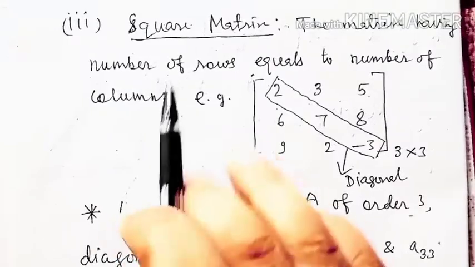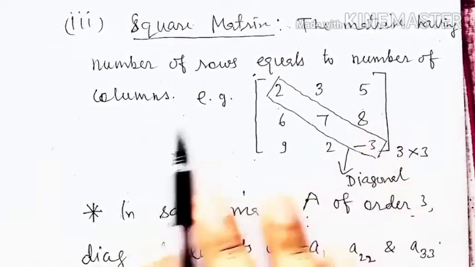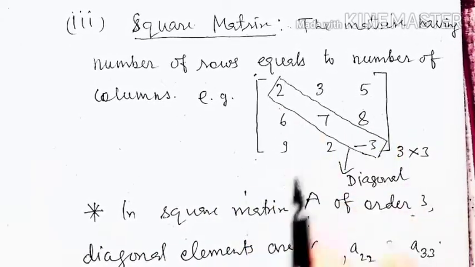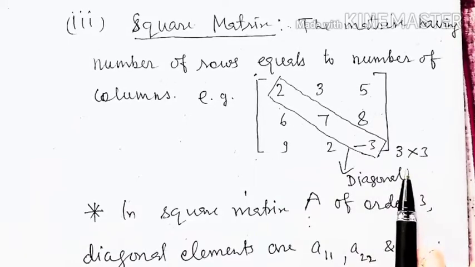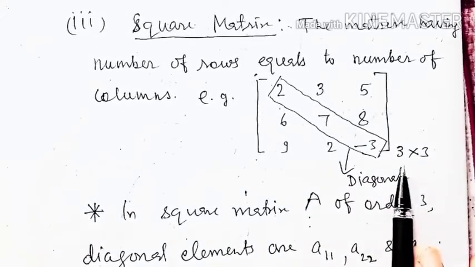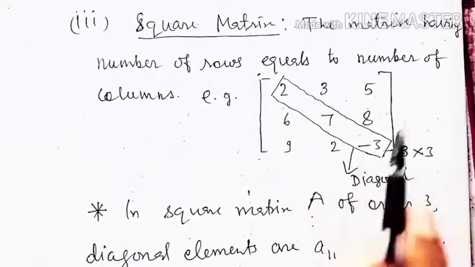A square matrix is a matrix having the number of rows equal to the number of columns. For example, here you can see the number of rows is 3 and the number of columns is 3. So it is a square matrix. Its order is 3 cross 3. We can say that this is a square matrix of order 3.